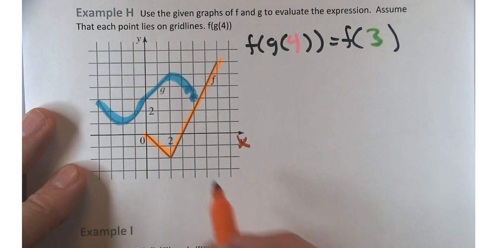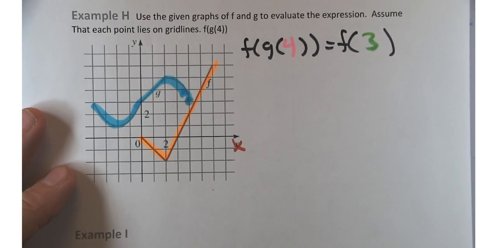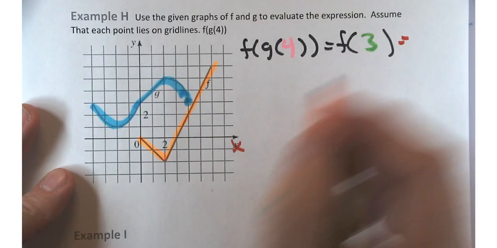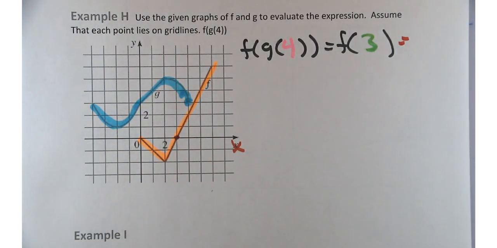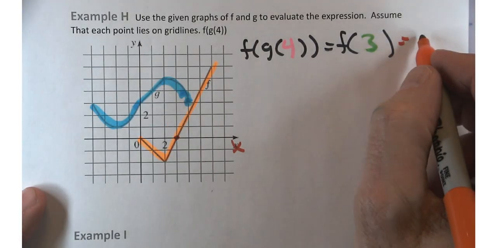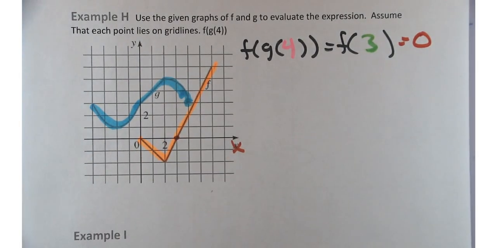But what about f of 3? What's f of 3 going to be? Anyone? Elise? f of 3? It's alright, no worries. Josh, f of 3? That would be 0. Yeah, 0. You're right on the x-axis there.